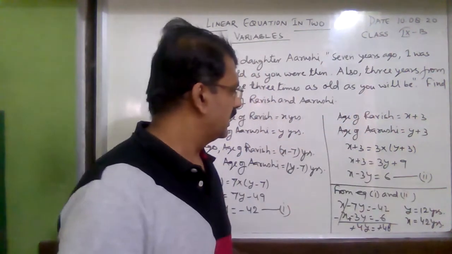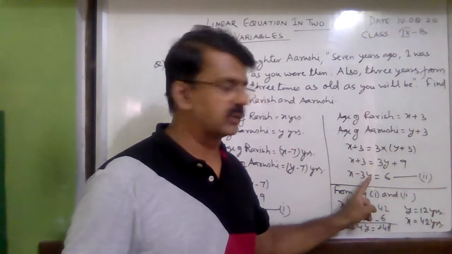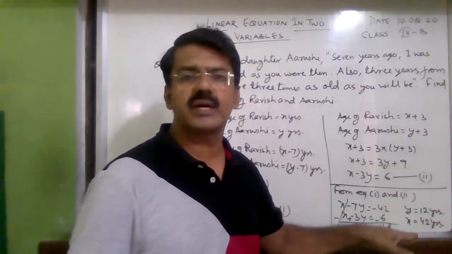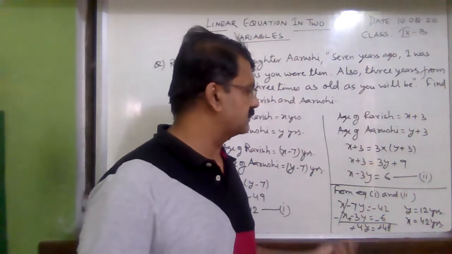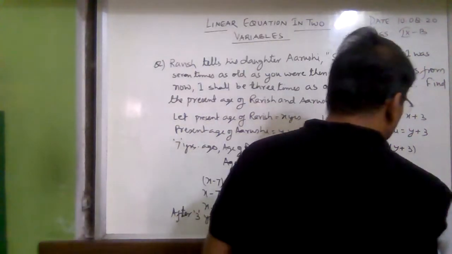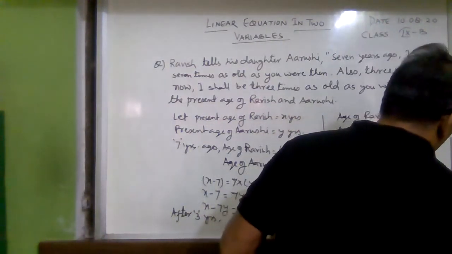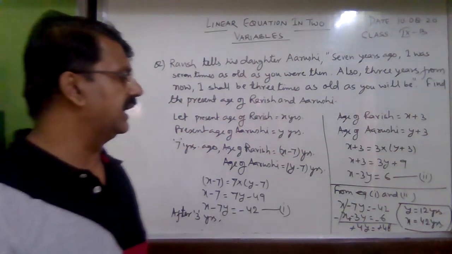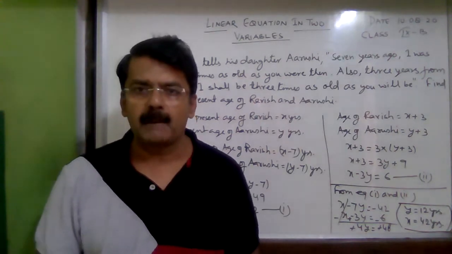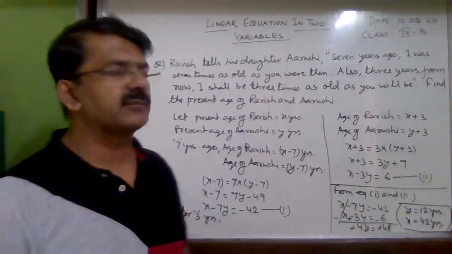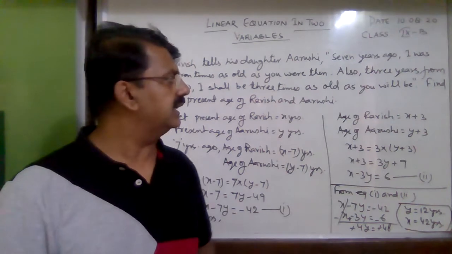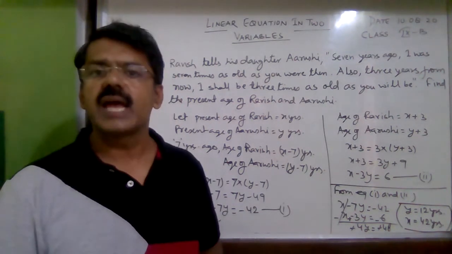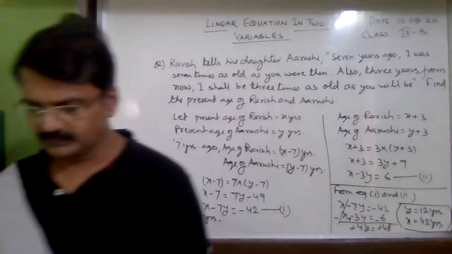Okay, you can see if you put y is equal to 12 here, so 12 into 3 is 36. When you shift 36 to the other side, it will be plus 36. 6 plus 36 is 42 years. So that is the value of x and y. That means the age of Ravish is 42 years and the age of Arushi is 12 years at present. So here we have solved them algebraically, and now I am going to tell you how to solve these two equations graphically. Okay?